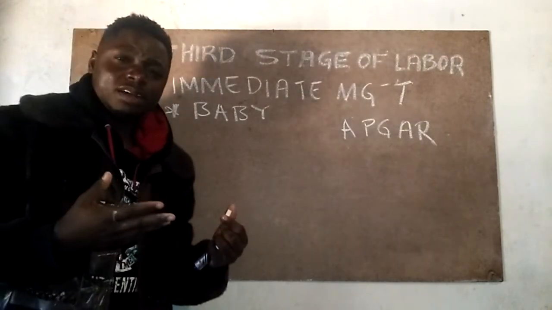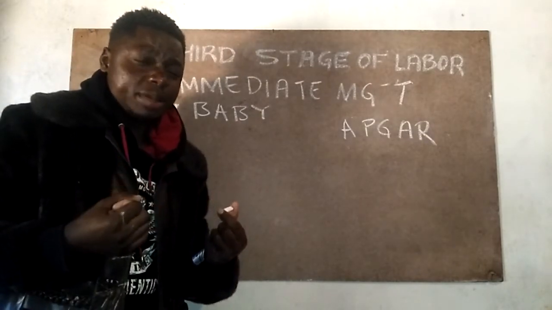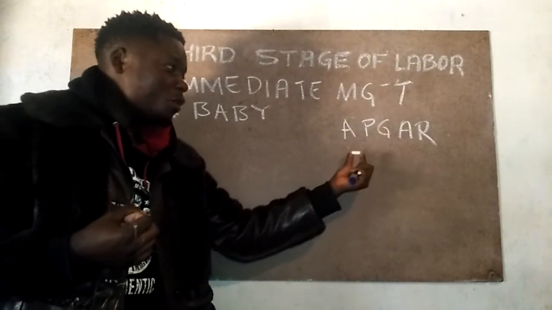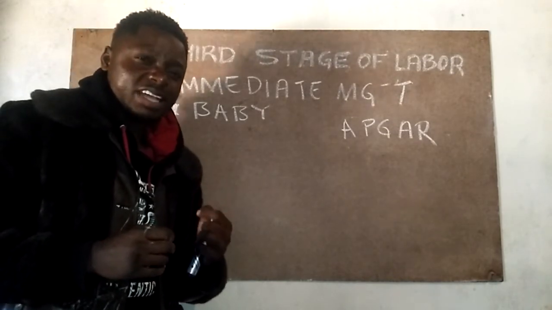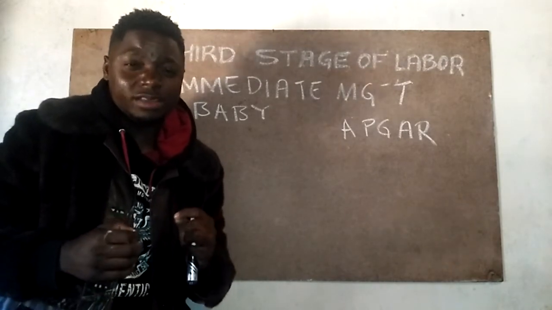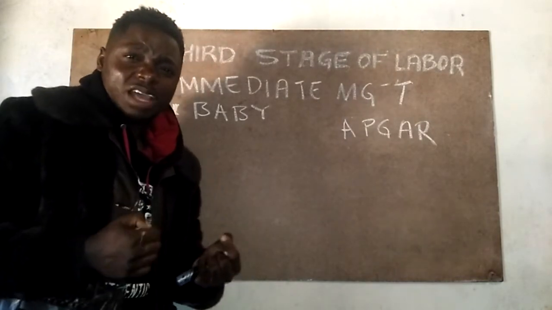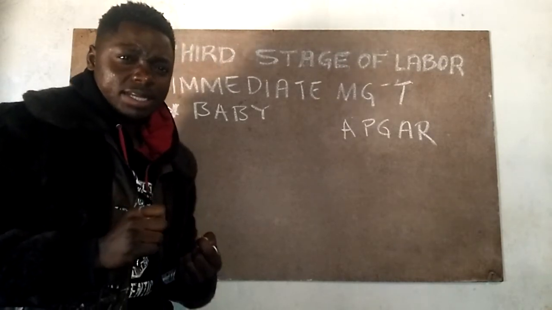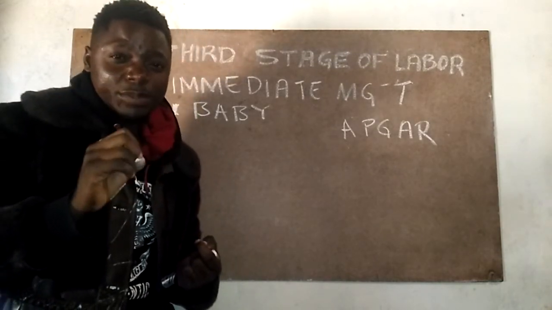So for example, if the baby's score is 8 and above, because they are supposed to end up at 10, the sum of all these is 10. So if the APGAR score is 8 and above, then that simply means the baby is doing okay. Now, if the APGAR score is 5 to 7, then that simply means there is mild asphyxia, and the APGAR score is supposed to be repeated at 10 minutes.